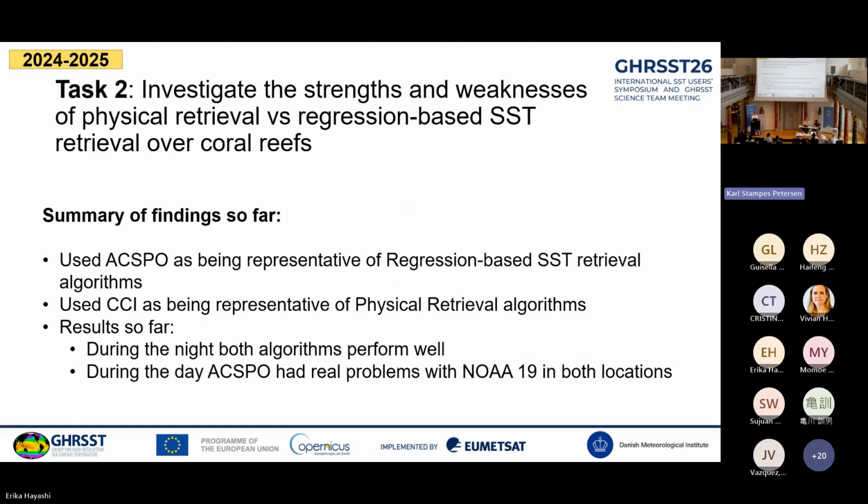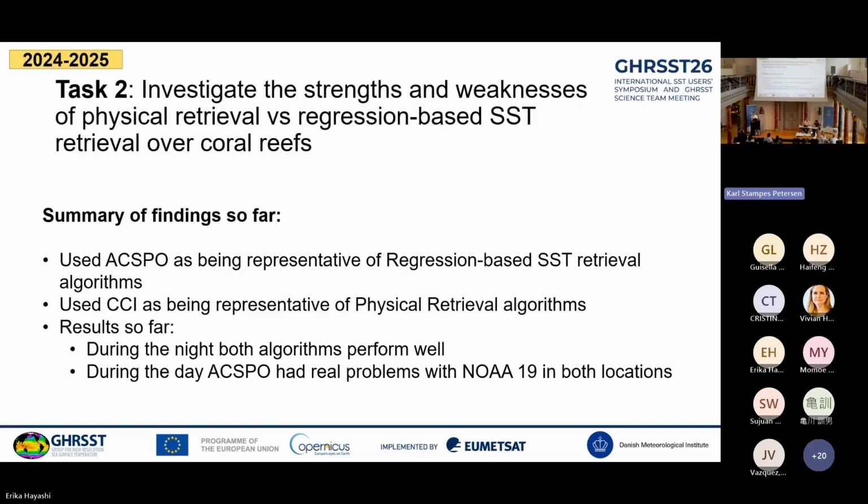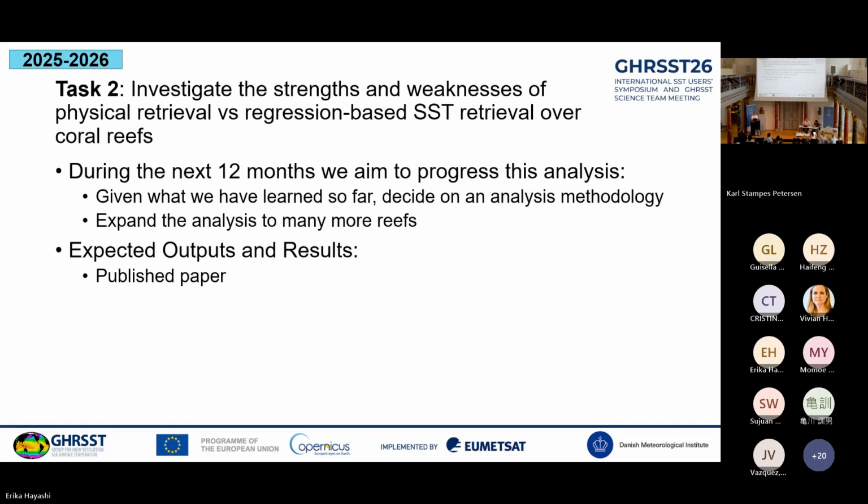So the take-home story for this at the moment, or the summary, is that Expo, basically speaking, during the night, both algorithms work well, but during the day, Expo seems to have some problems. NOAA 19, as I said, does really well with MetOp A and B. We're going to continue this, and we're aiming for a published paper.